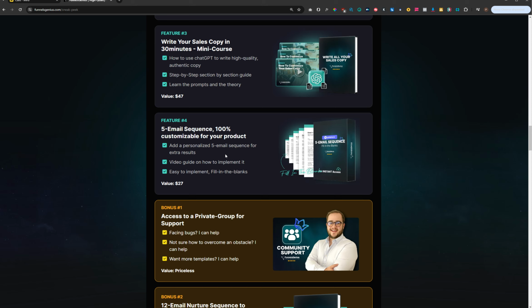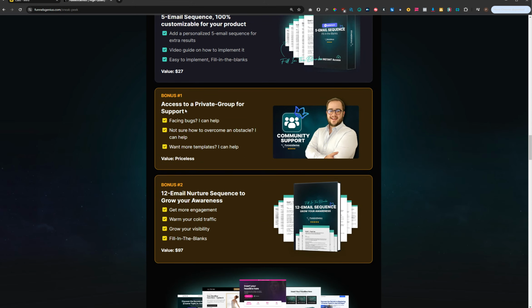So they get the template, they get a mini course on design, a mini course on copy, which is not a course on copy, it's just the exact steps, prompt by prompt, so they can fill out the copy in half an hour. And they also get the same thing with the emails, fill-in-the-blank emails. On top of that, I gave them access to my private group for support, and a 12 email nurturing sequence to grow their audience, which is filling the blanks.